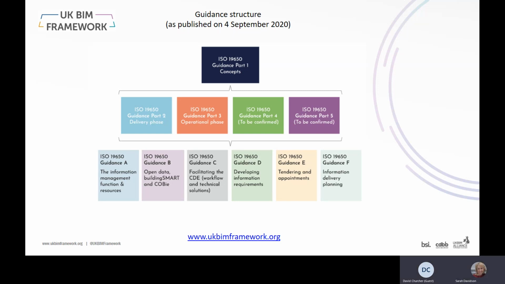And finally, Guidance F covers information delivery planning. This includes the responsibility matrices and the task and master information delivery plans. It also has space for guidance on the Federation strategy, but again, this is not written yet.